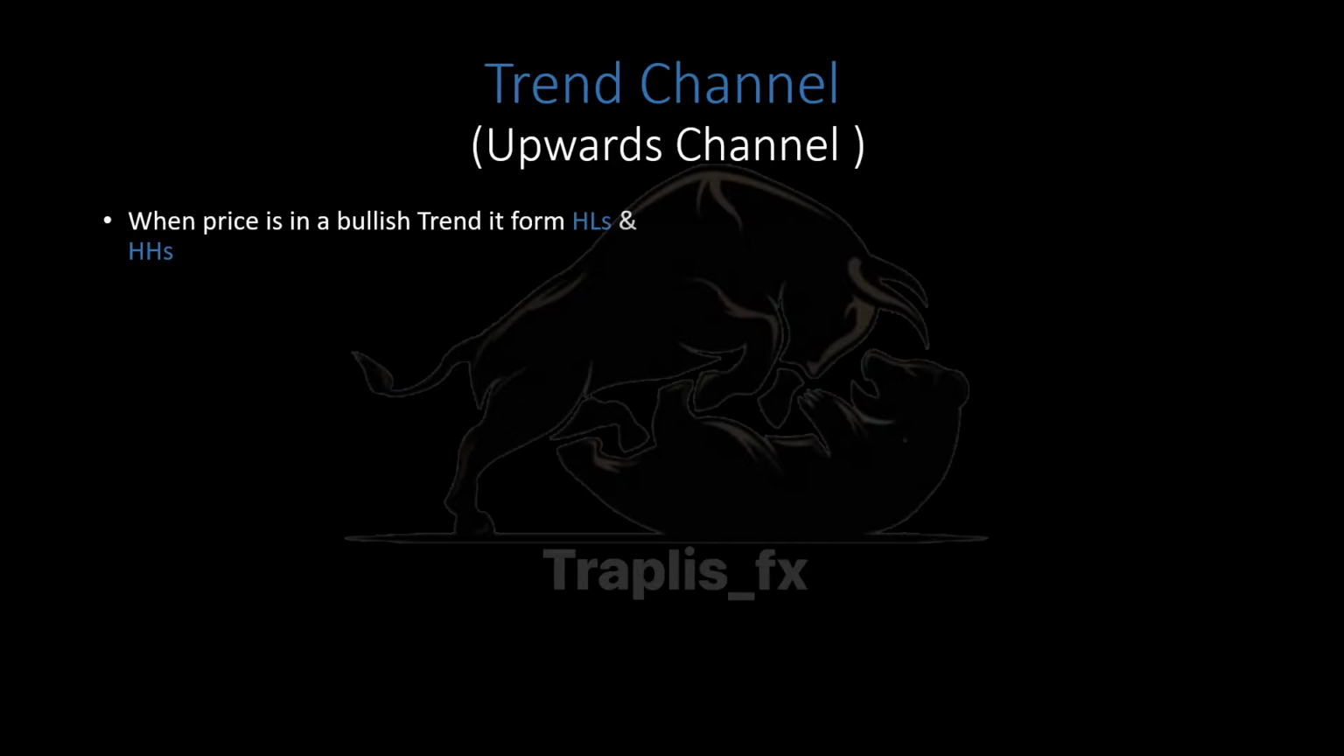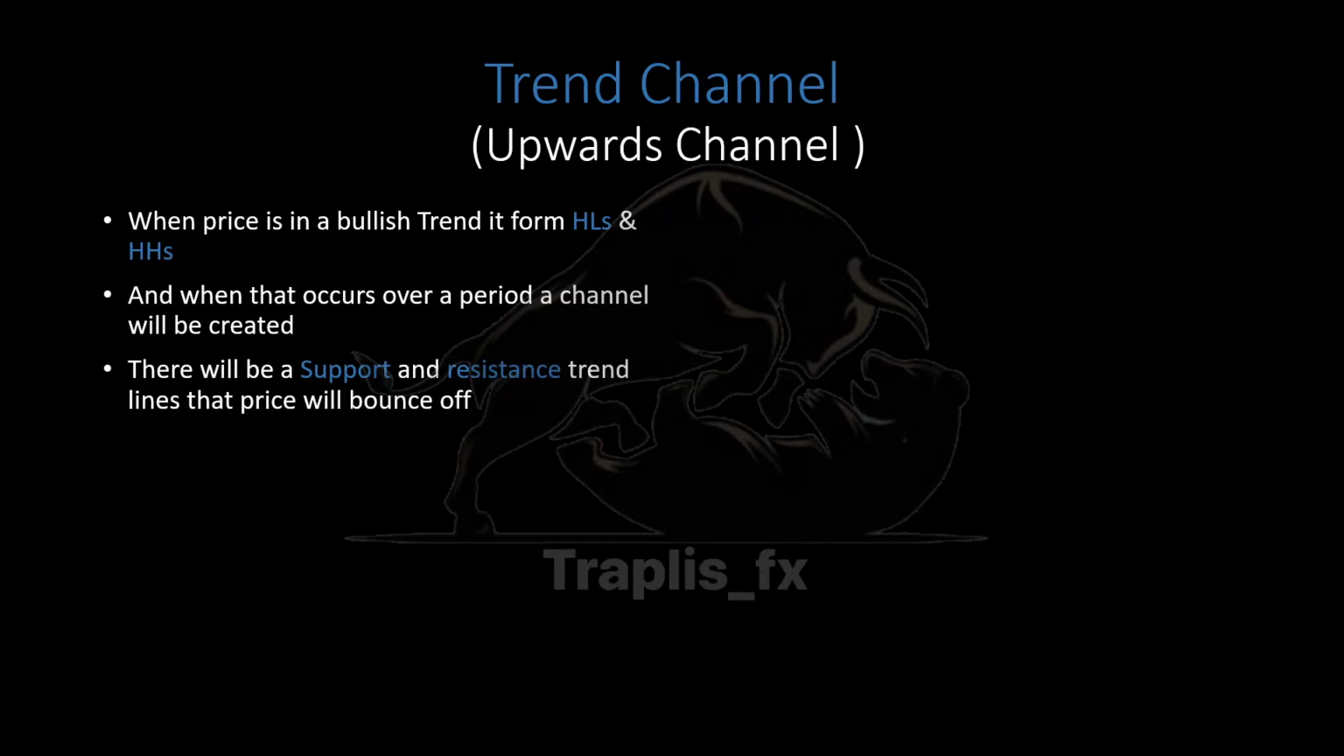When price is in a bullish trend and it creates higher highs and higher lows, there's always going to be a pattern to it, so it's always going to be going up. So in that way it creates a channel. So we're gonna see an example soon. When that occurs over a period of time, a channel is going to be created, like I said earlier. Okay, when the channel is created, there's going to be support and resistance levels.